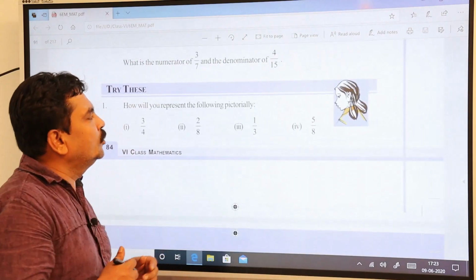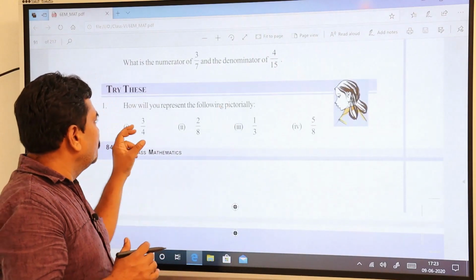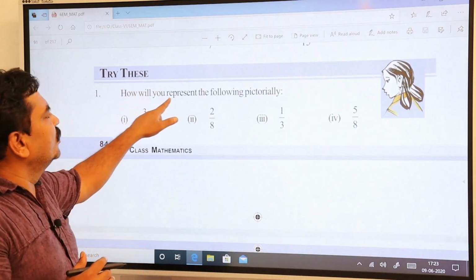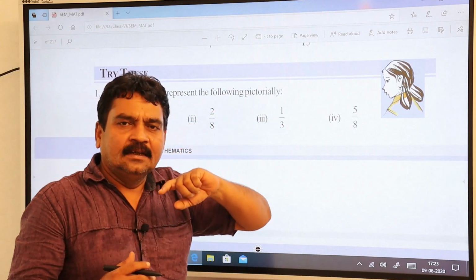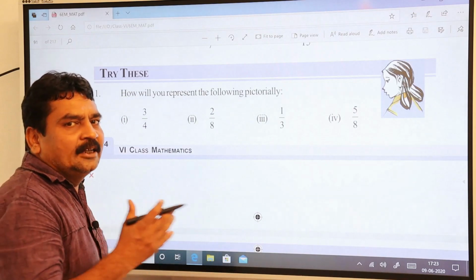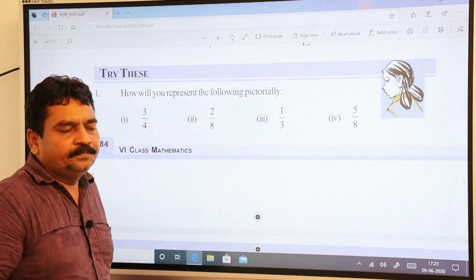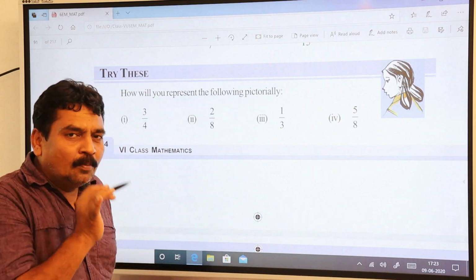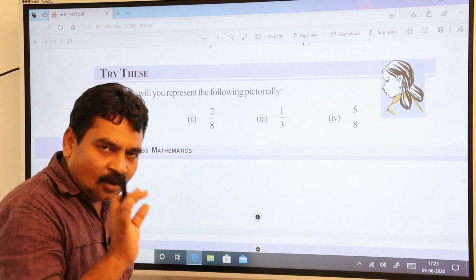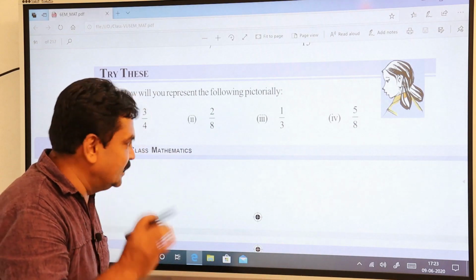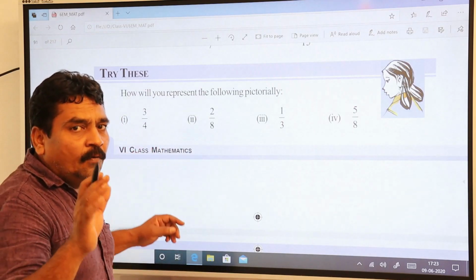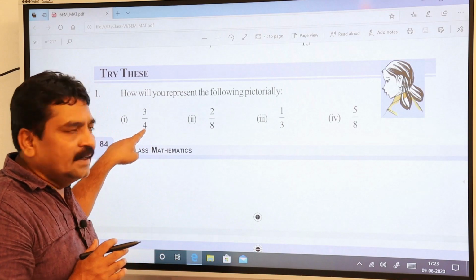Now, how are you going to represent this fraction pictorially? You have a fraction here. How will you represent the following pictorially? Draw a picture and try to explain the given fraction 3 by 4. Remember, I told you the denominator always represents the number of parts. So any figure should have 4 parts, because the denominator here is 4.